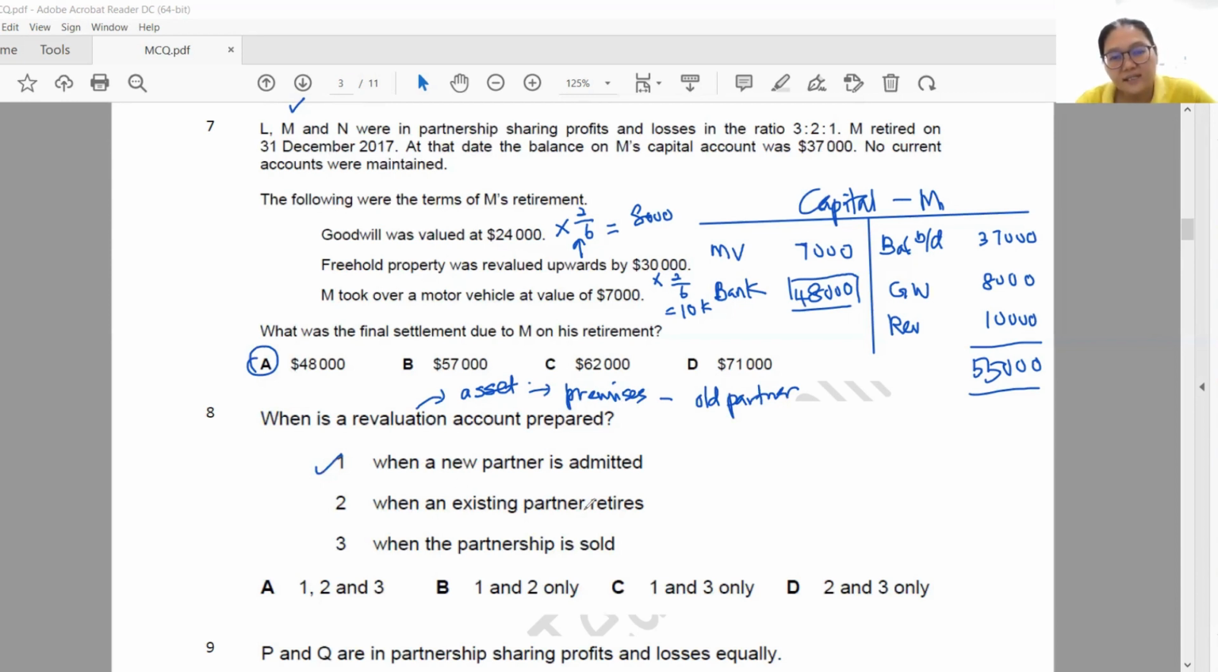When an existing partner retires, this old asset also belongs to the old partner, so we should recognize the gains for the old partner. When the partnership is sold, that means we close down the partnership. At that point, we should have the realization account, not the revaluation account. So therefore, only 1 and 2 will be the right answers.